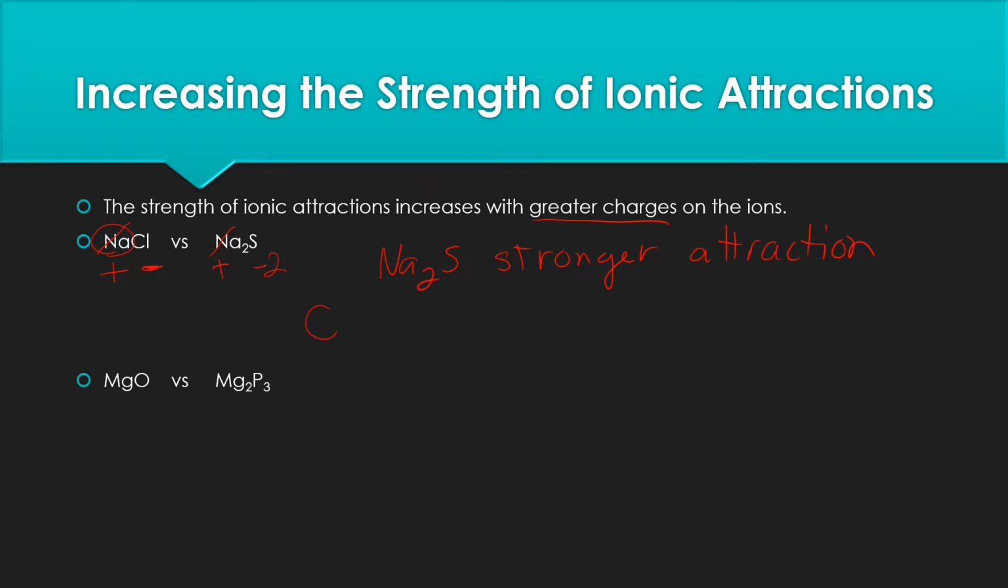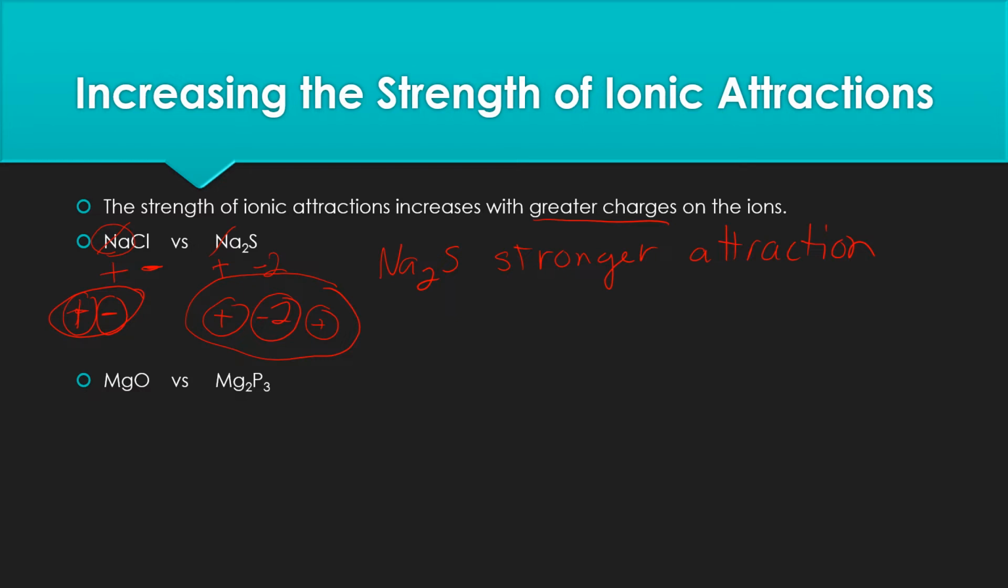So the sodium ion is more attracted, we've got 2 of those, to our sulfur ion with the negative 2 charge than the sodium ion in NaCl is attracted to the negative chlorine. So we have more attraction here because of that negative 2 charge than we have over here with the negative 1 charge. So we can always look at the size of the charge there.